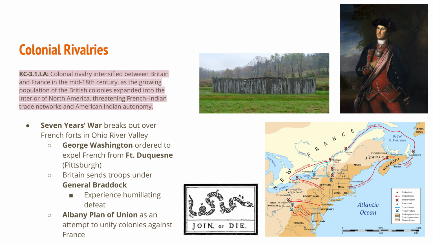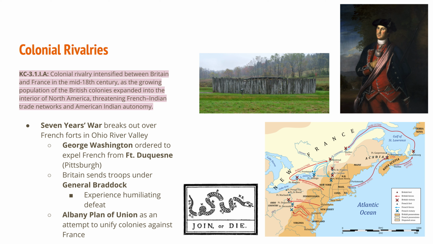So the 7 Years' War breaks out over the French forts in the Ohio River Valley. You can see on the map on the bottom left that the first couple of battles happened here along the Ohio River Valley. And the first one is Fort Duquesne. So at Fort Duquesne, the French sent George Washington back to Virginia in defeat. He had been ordered to tell the French to stop building there since that was land that was being claimed by Virginia.